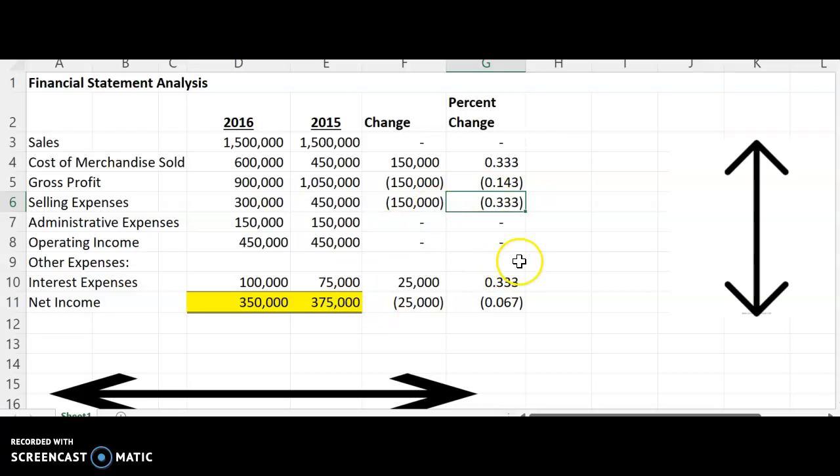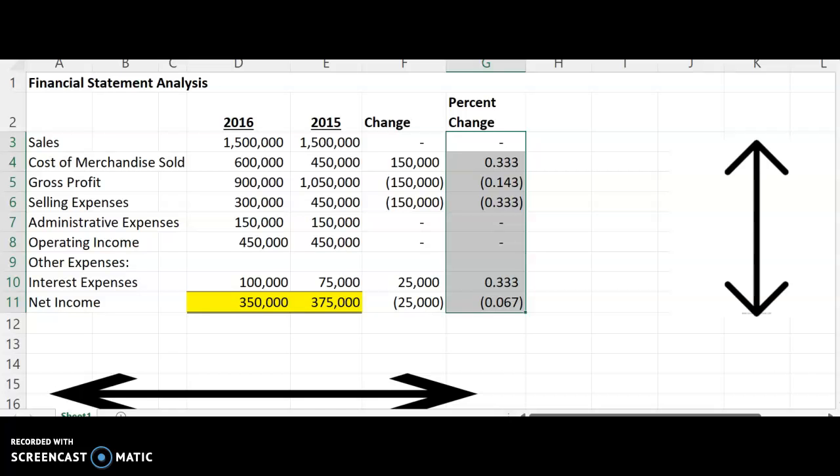Okay, my interest expense went from 75,000 up to 100,000. So it looks like I'm actually having to pay more interest on some amount of money that I borrowed. So this is called a horizontal analysis because I'm comparing across, meaning I'm comparing from 2015 to 2016, and that's my percent change.